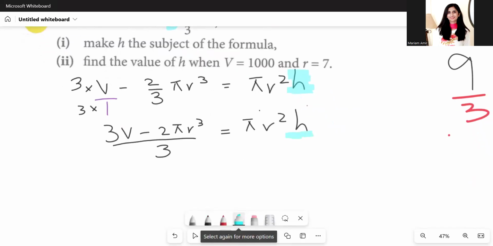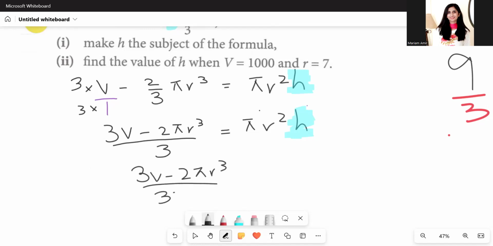Now what do we do? You could cross multiply, just move this to the side here. Only move this to the side because we need to get h alone. Why bring 3 over here? Keep 3 over there. Just move pi r square with 3. It's in the numerator right now. It'll go to the denominator. So we'll have 3v minus 2 pi r cube upon 3 pi r square. This should be the final answer for part 1.